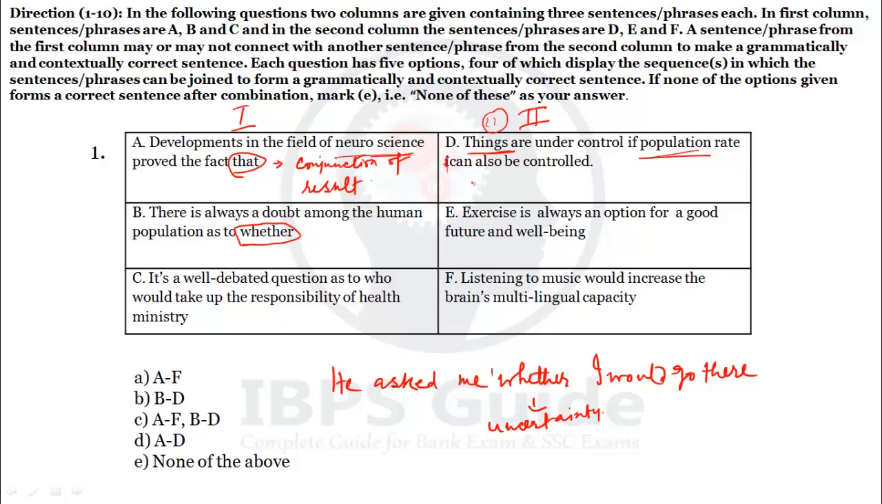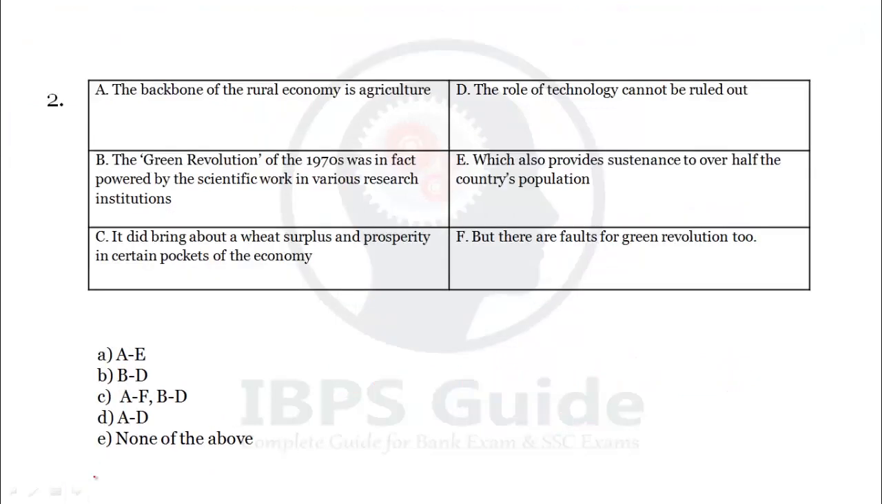Development in the field of neuroscience proved the fact that listening to music would increase the brain's multilingual capacity. So our answer will be option A, that is A and F. Next question, question number 2.